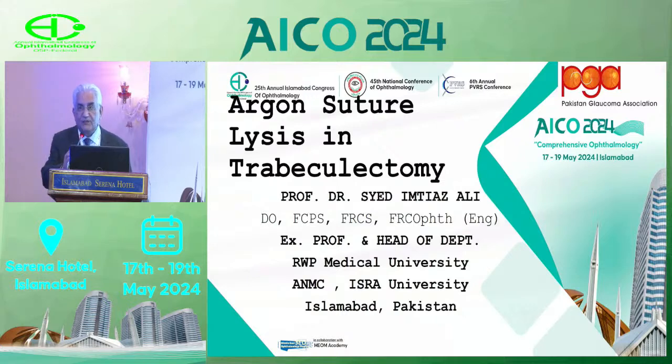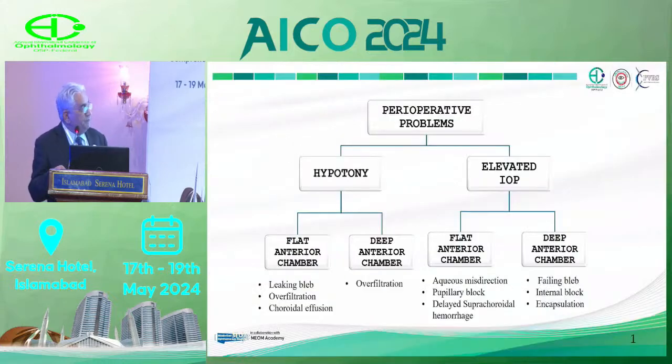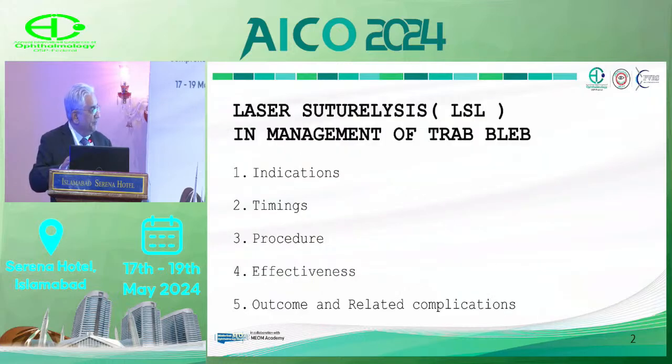Bismillahirrahmanirrahim. So once you've done a trabeculectomy, the story starts. It doesn't end there. We've seen since morning, you have perioperative problems from the very beginning. You can have hypotony, you can have elevated IOP after the surgery, and then in hypotony you can have a flat anterior chamber, you can have a deep anterior chamber, and in elevated IOP you can have a flat anterior chamber and a deep one. So you have to differentiate what's going wrong. You have to examine the fundus, you have to examine the surgery as a whole.